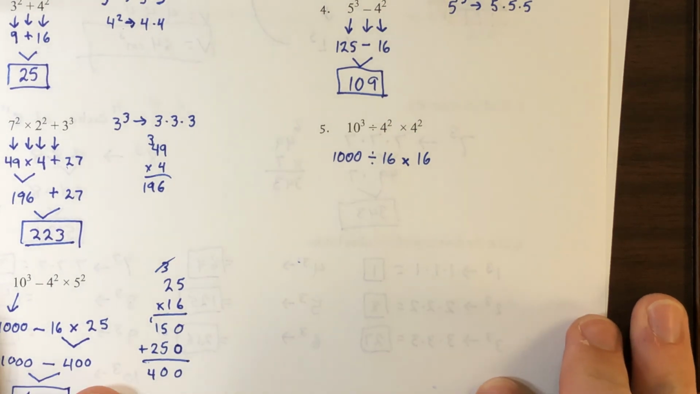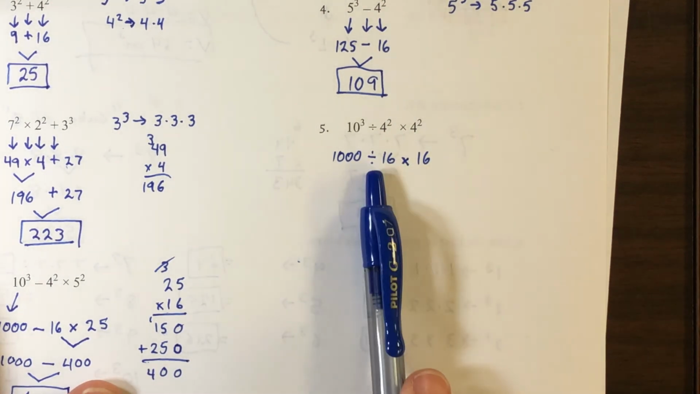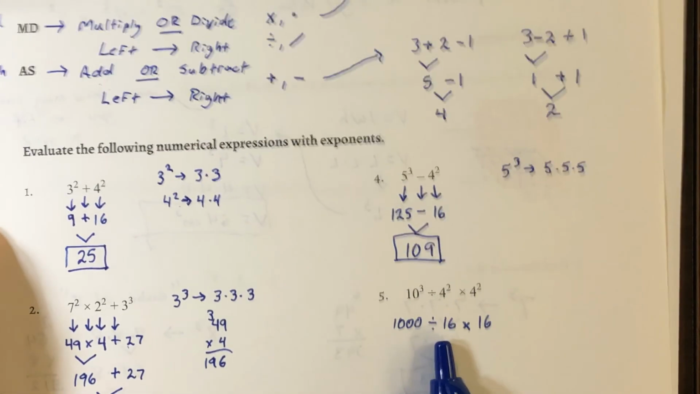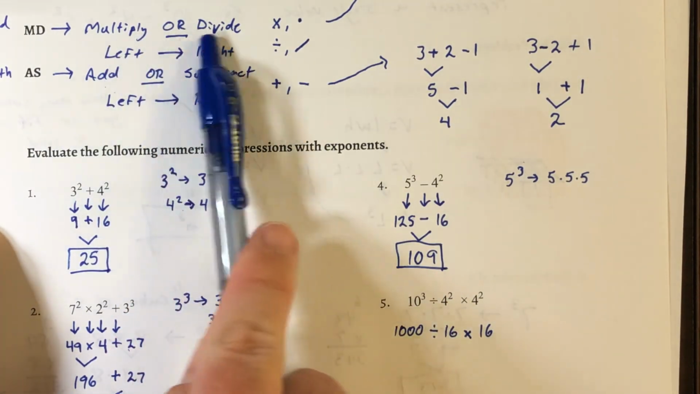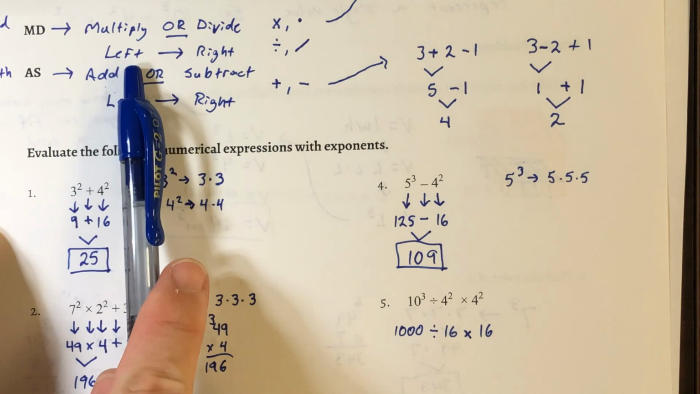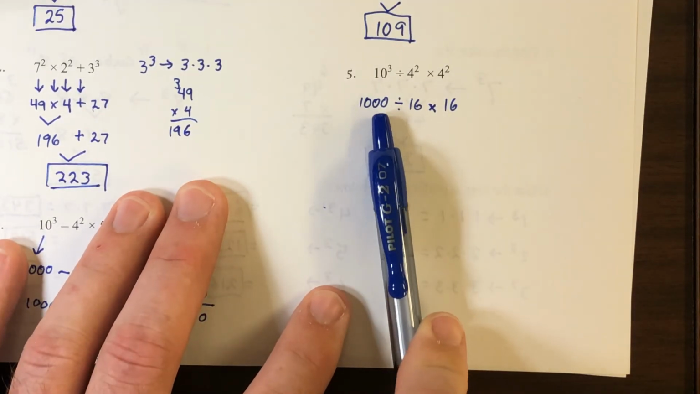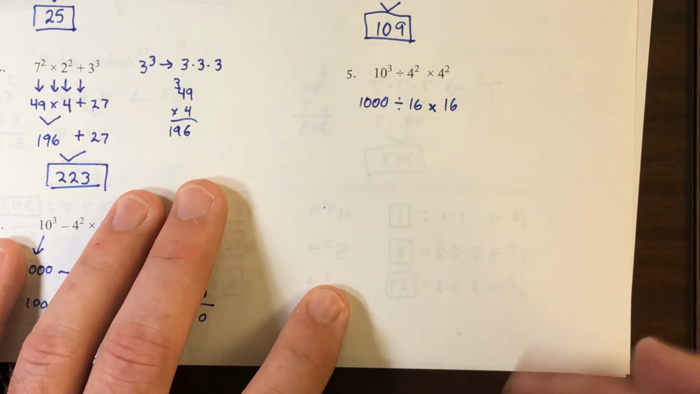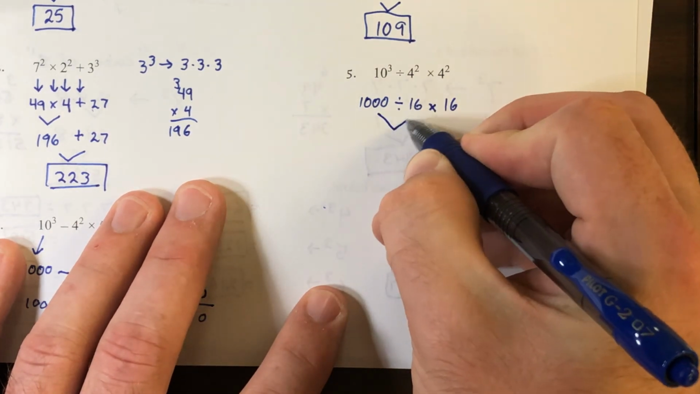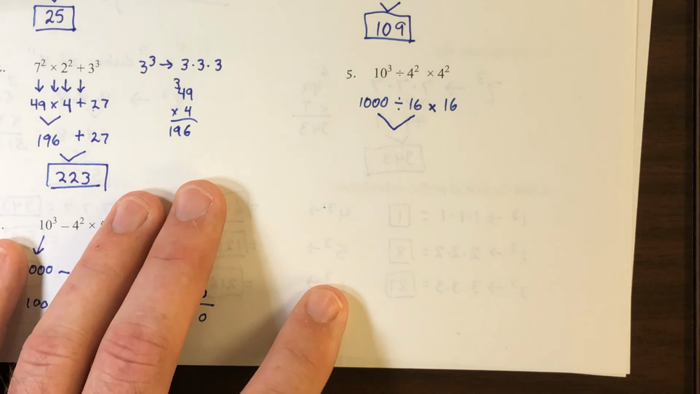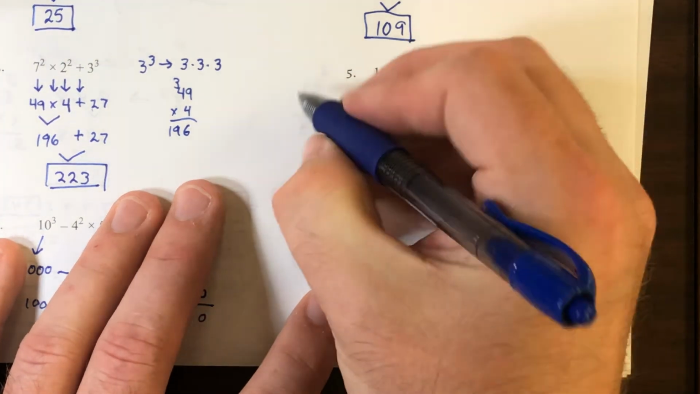Okay, now, do I multiply or divide? Well, there are no parentheses, no exponents, so yes, we multiply or divide. Which one first? Well, I have to work myself left to right. That means you have to do 1,000 divided by 16 first. That's going to be interesting. All right, let's do that off to the side over here.